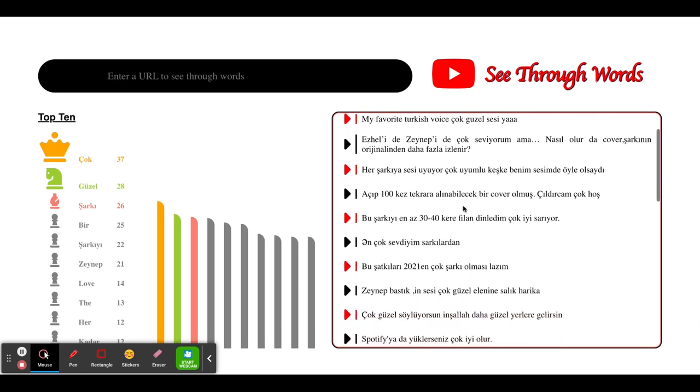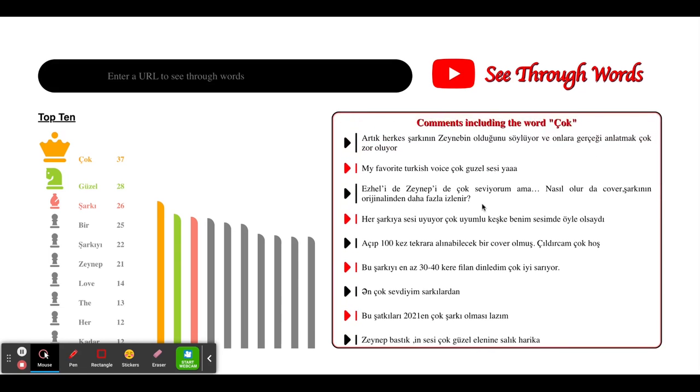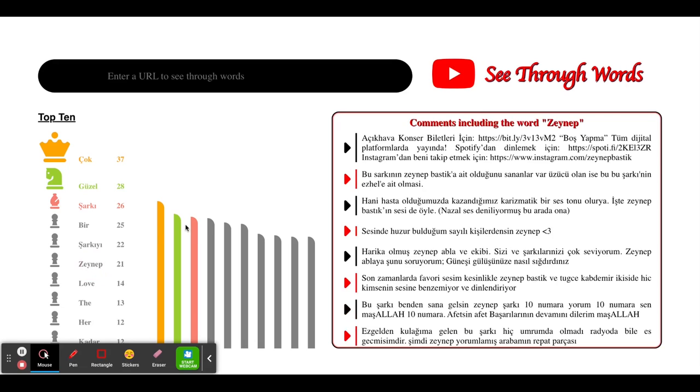So from the Zeynep Bastık song, we get these comments. The most repetitive words for this song are çok, güzel, şarkı, Zeynep, etc. And when we click on one of these top trending words, for instance Zeynep, we see the comments that include that word. Otherwise, by default, we see the comments including the top word, which is çok for this song.